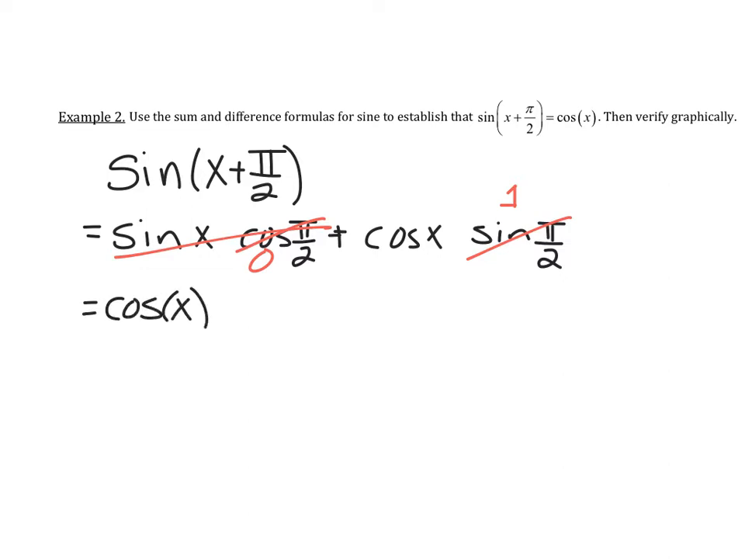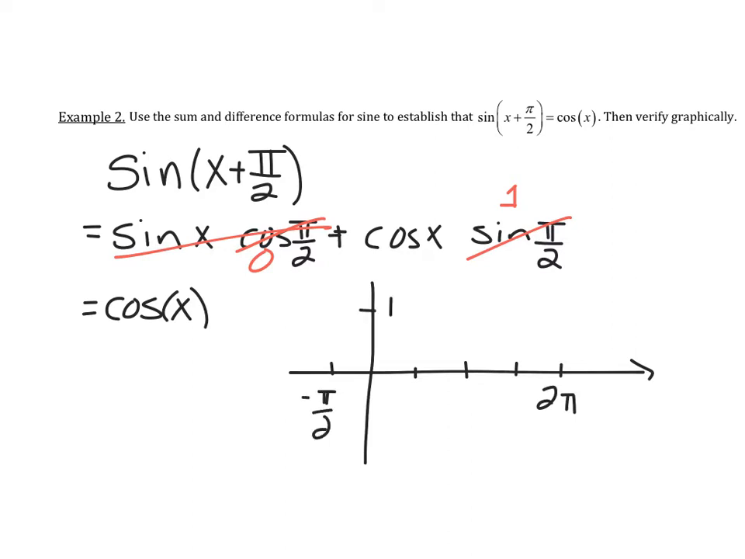Now the second part of the problem is to verify graphically. So I'm going to verify graphically first by graphing the cosine function. We're going to go all the way out to 2 pi here. The cosine function starts at its maximum of 1 and ends at its maximum of 1. It hits its minimum at pi, and then it hits the midline in between. So that's the cosine function.